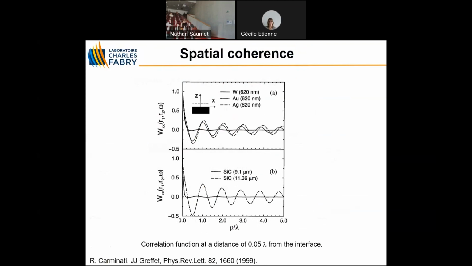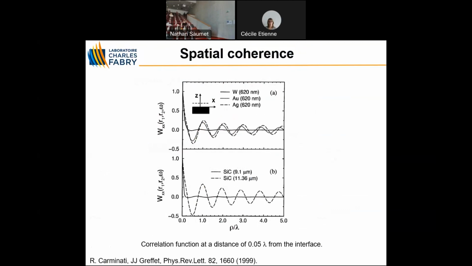If you go to tungsten in the visible, it's a metal, but it's a bad metal. There are no surface plasmons at this wavelength, and you see that there is no long-range correlation. If you go to gold and silver, at this same wavelength, there are surface plasmons, and you see that there is a long-range correlation. In the infrared, silicon carbide at 11 micron has a surface phonon polariton. At 9 micron, there is no surface wave and there is no long-range correlation.